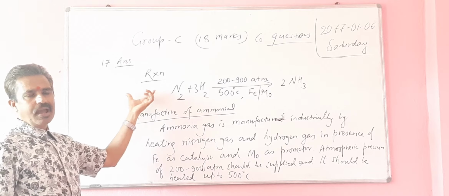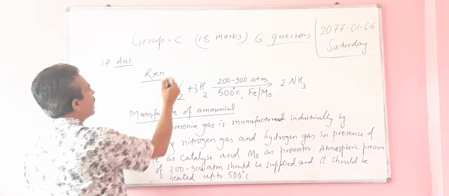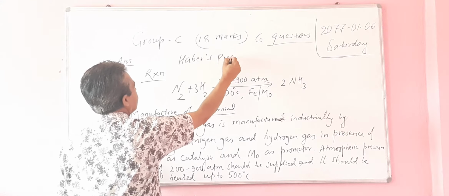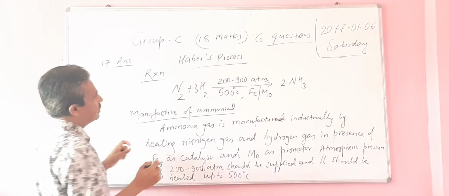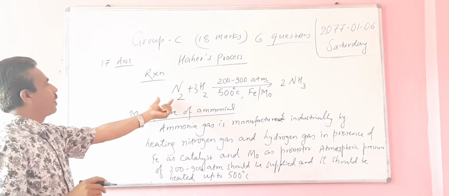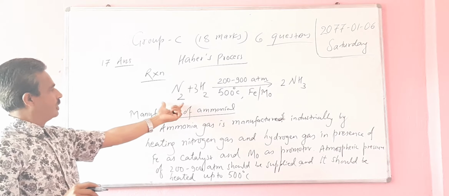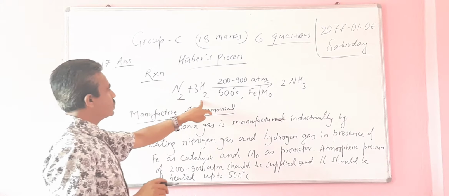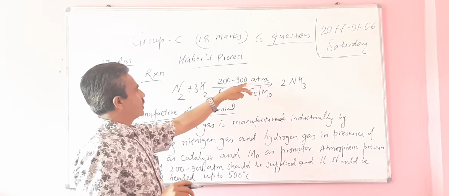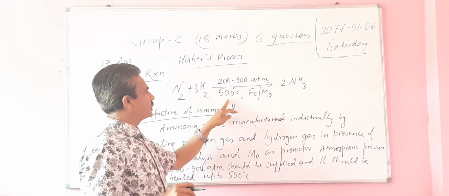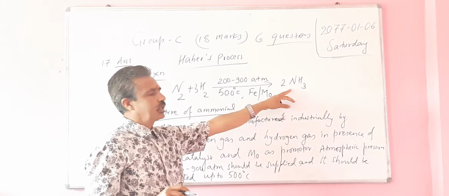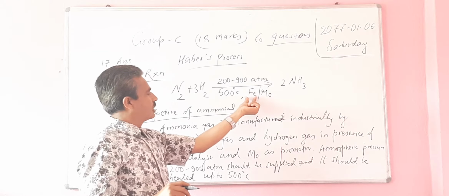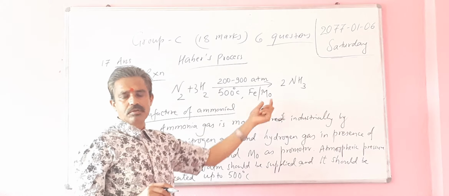What is this? Haber's process. A scientist named Haber propounded this technique for the first time, so it is called Haber's process. N2 plus 3H2, 200 to 900 atm, 500 degrees centigrade, Fe Mo, 2NH3. Atmospheric pressure, temperature, catalyst and promoter.